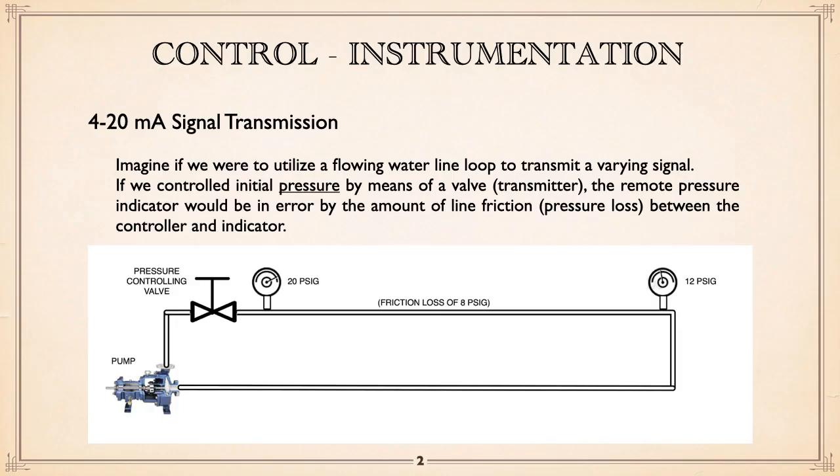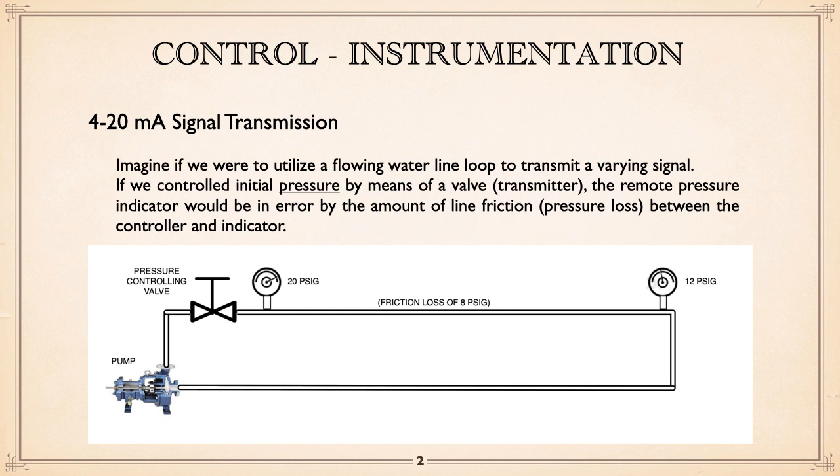We're going to have a basic introduction to instrumentation. And the first thing is why, I mentioned before, analog signals are commonly transmitted by 4 to 20 milliamp signals. In other words, ranging between 4 milliamp and 20 milliamp. Why do we use that instead of voltage?